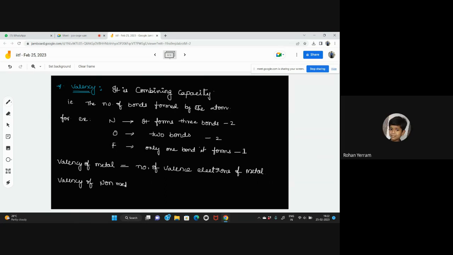Sir, if nitrogen forms 3 bonds, it should be minus 3, sir. No, it is the number of bonds, Nana. How many bonds it is forming, not minus. Oh, dash, sir. Dash. Okay.